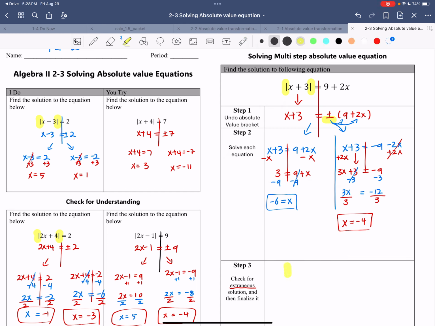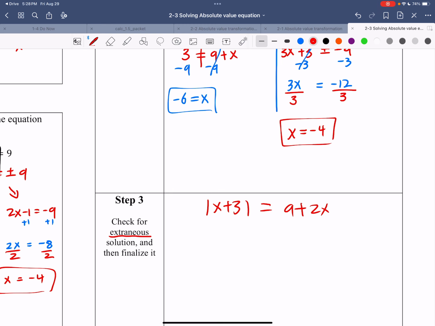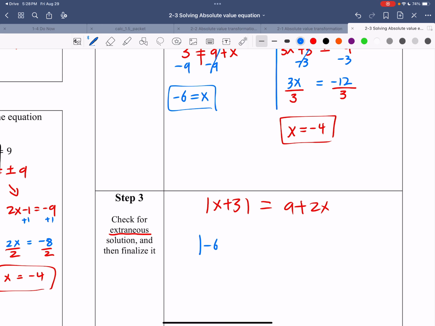So I'm going to copy it down, although you don't have to when you get used to it, but I will for now because I have plenty of space. Now you are going to plug these numbers in and see if they are true. First, let me try negative 6. So absolute value of negative 6 plus 3. Is that equal to 9 plus negative 6? Are they equal to each other?